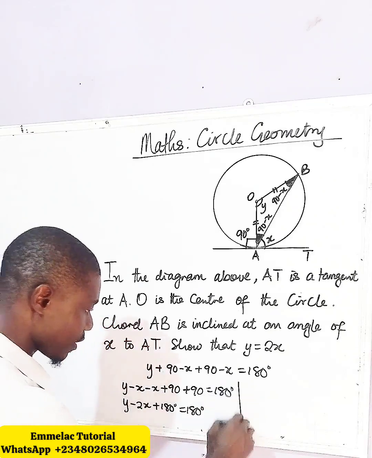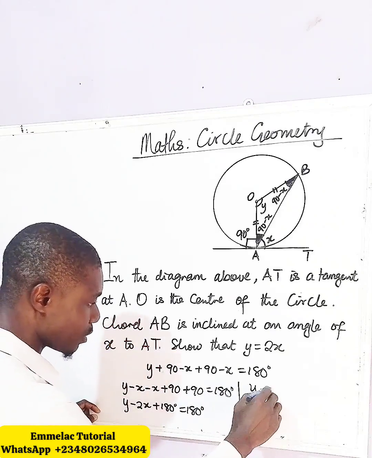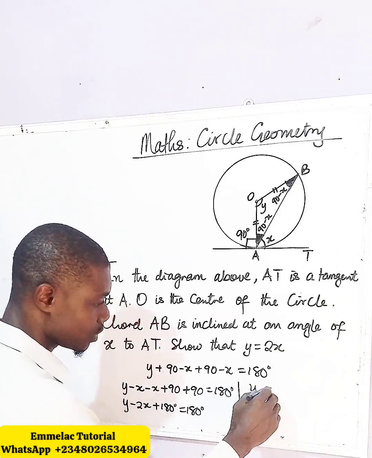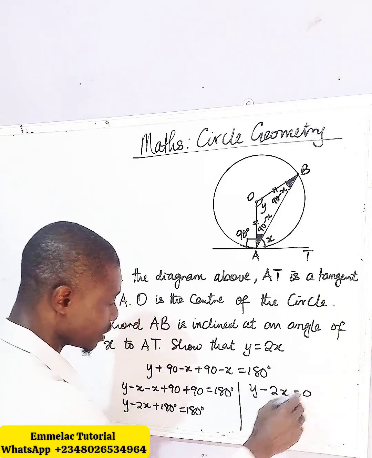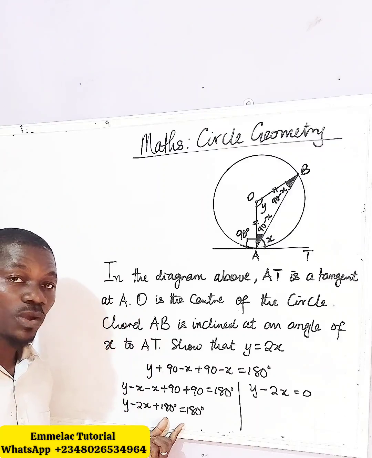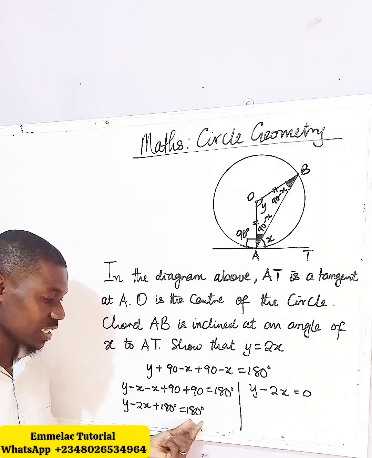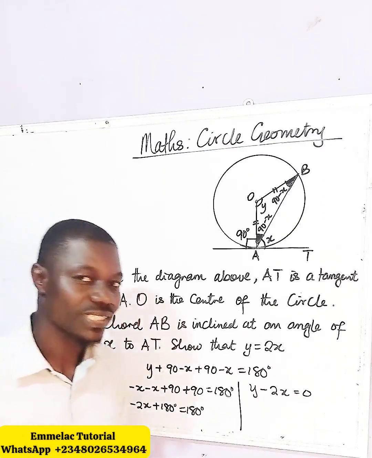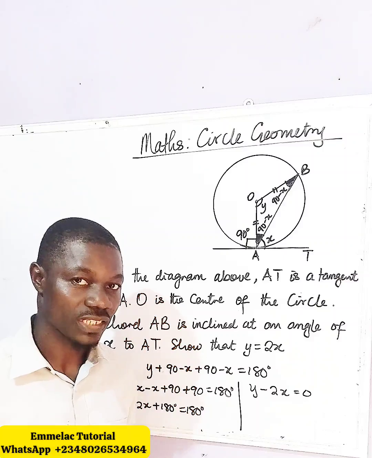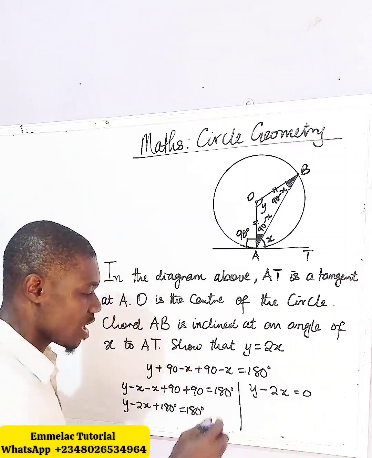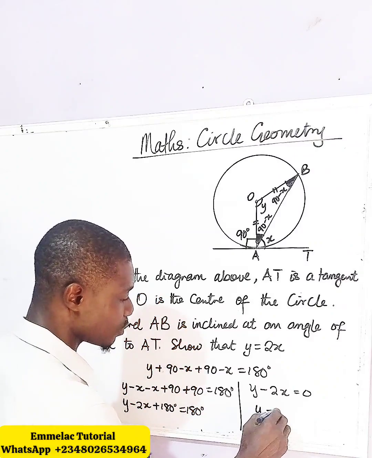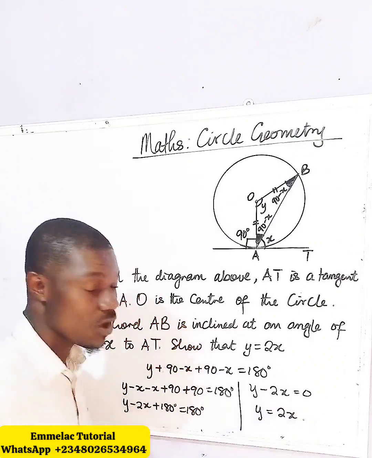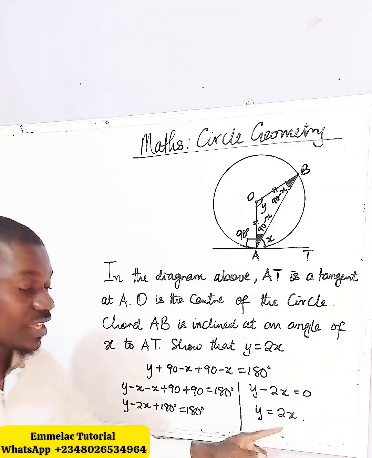Now we end up having y minus 2x equals 0, because when we subtract 180 from both sides, the right hand side becomes 0. At this point, if we add 2x to both sides of the equation, then our y becomes 2x. All right, we've now shown that y equals 2x.